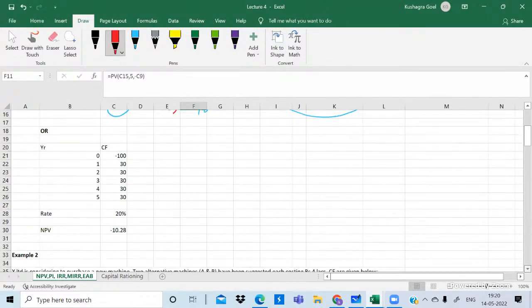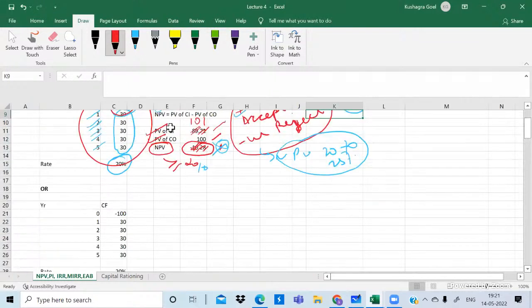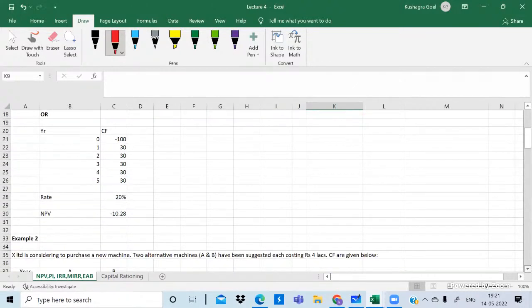Now, let's say I don't want to use this concept of present value of inflow and then deduct the present value of outflow, like I did over here for this question in the first part. There I calculated present value of inflows, then present value of outflows, then NPV. Can I directly calculate the NPV? Yes, Excel helps me in that. Excel gives you a formula for NPV. I've just copy pasted the same numbers and I can directly calculate my NPV.